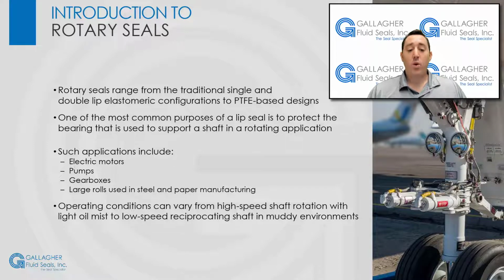One of the most common purposes of a lip seal is to protect the bearing that is used to support a shaft in a rotating application. Retaining the bearing lubricant and keeping it clean ensures maximum bearing life and increases the overall service life of the equipment. The shaft seal often costs a fraction of the bearings in a rotating assembly. Premature bearing failure is a consistent cause for rotary equipment failure. Investing a little more money in a properly designed rotary seal, especially for challenging applications, is a wise investment.